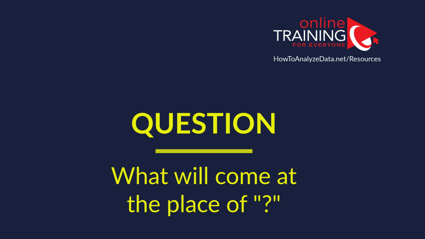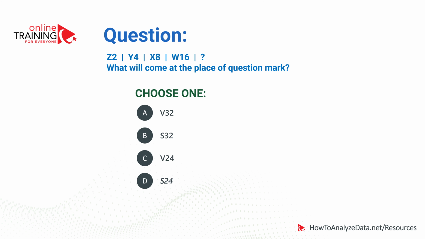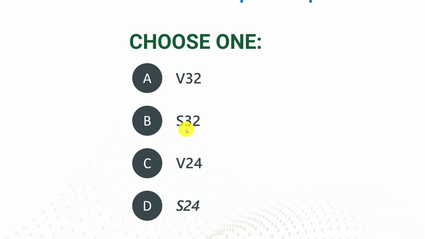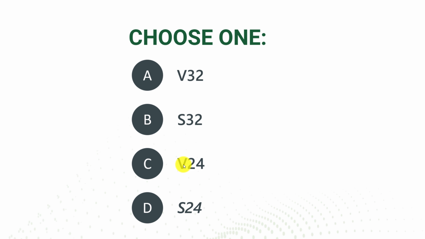Let's look at the question which is frequently used as part of verbal reasoning, logical reasoning, abstract reasoning, and used as part of various aptitude tests. What will come at the place of the question mark? You're presented with the series Z2, Y4, X8, W16, and then a question mark. And you have four choices: V32, S32, V24, and then S24. Which one do you think is right?